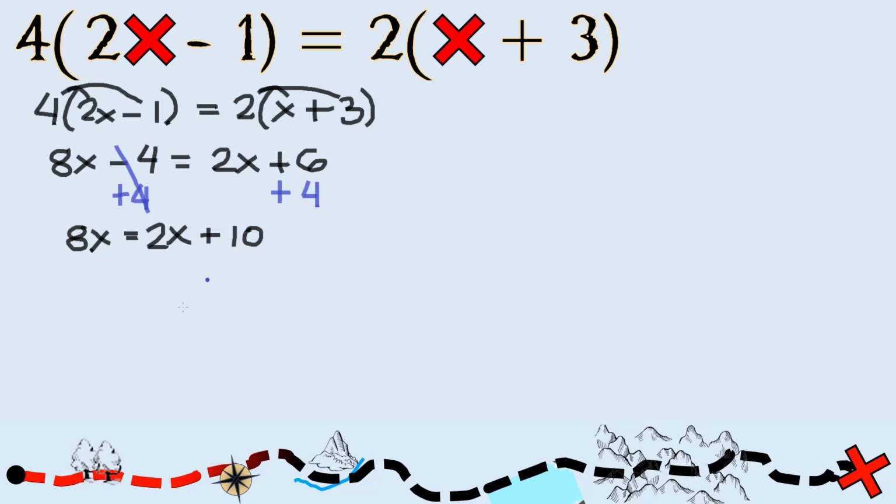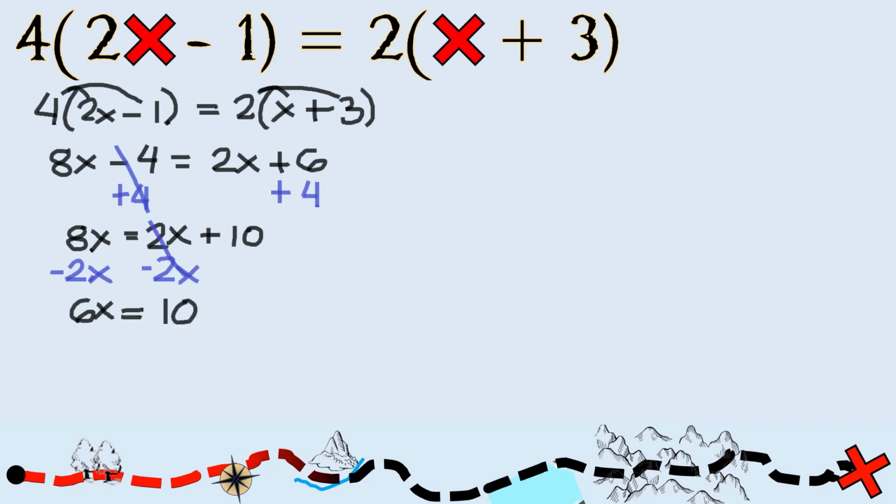Next is to remove this 2x here because we would like this right hand side to only contain the constants. And of course, do the same thing on the other side to retain equality. So 8x minus 2x is 6x. On the other side, you have 2x minus 2x, that's 0. So what remains here is only the constant 10.